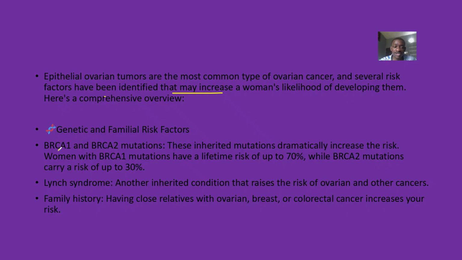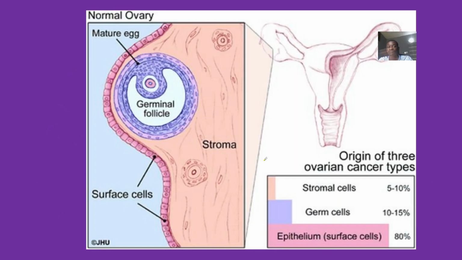If there are mutations in the BRCA1 and BRCA2 genes, there's a higher risk. They said that for BRCA1, there's a risk of about 70%. BRCA2, just 30%. Lynch syndrome, if somebody already has Lynch syndrome, and family history. Sometimes there's a family history of these cancers, common in women from that particular family. So ovarian cancers, breast cancers, colorectal cancers can be common. Of course, if you have any cancer, there's a higher risk of ovarian cancer because that cancer can spread to the ovaries.